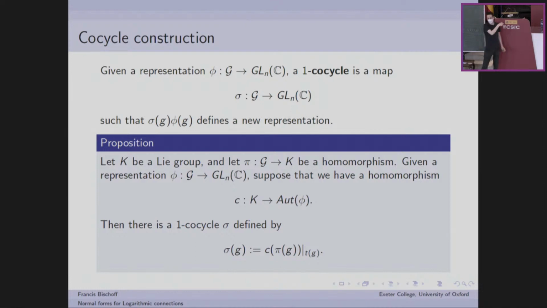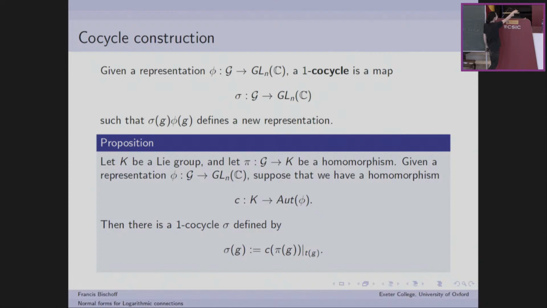Okay, so what is a zero cocycle? A zero cocycle is an automorphism of a representation. A one cocycle is a deformation of a representation. So I want to explain a construction that allows you to move from zero cocycle to one cocycle, so from automorphisms to deformations. And this is the following construction. It's very general.